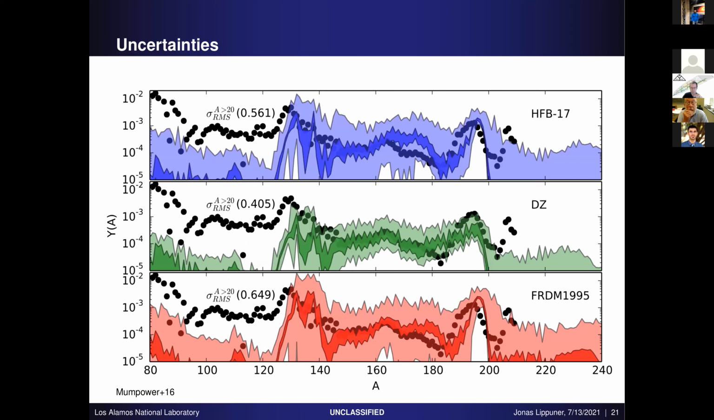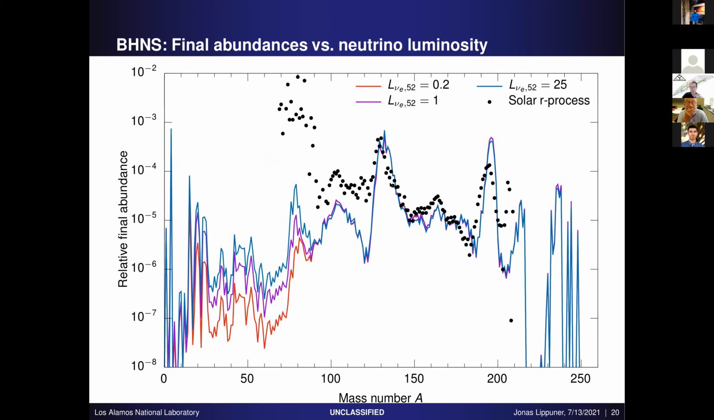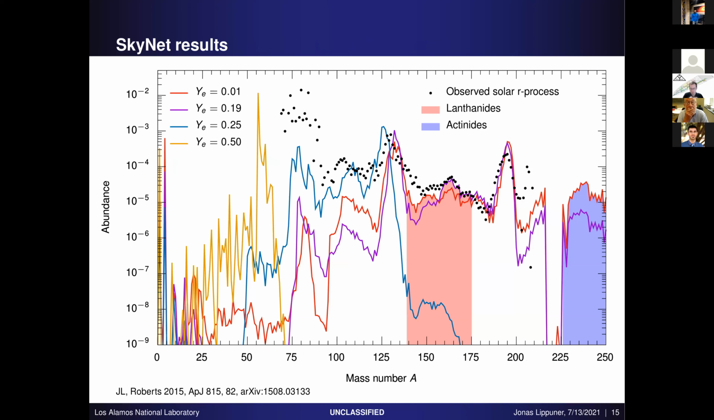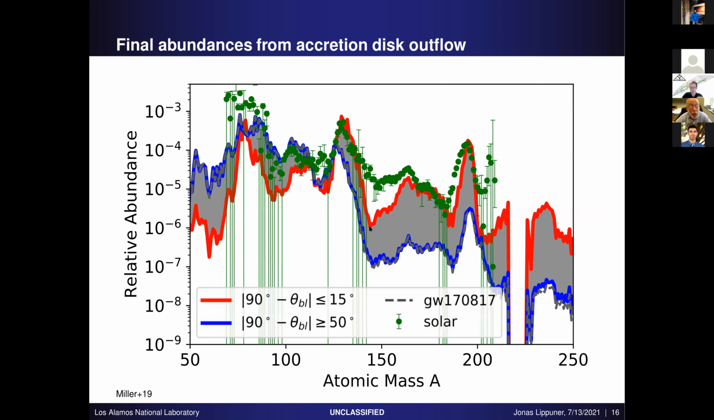It depends on the results that I showed. In this case, we assumed some analytic density profile, and basically this was a parametric study where we set the initial electron fraction, the initial entropy per baryon, and then some time scale in which it expands, and that's how we get the final abundances. In these other cases, these are actually tracer particles from a hydro simulation.